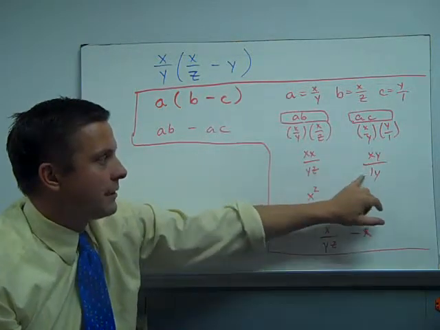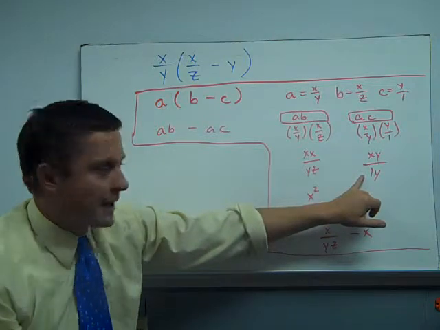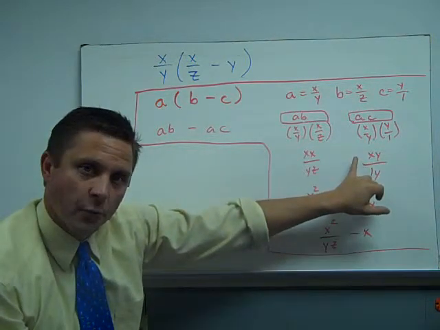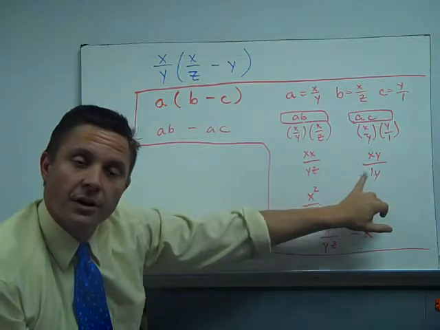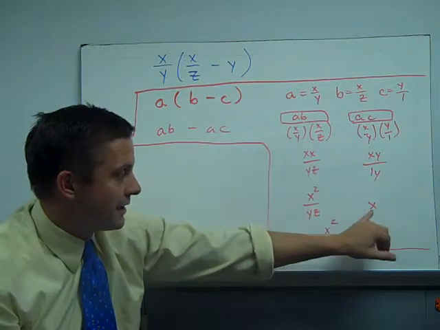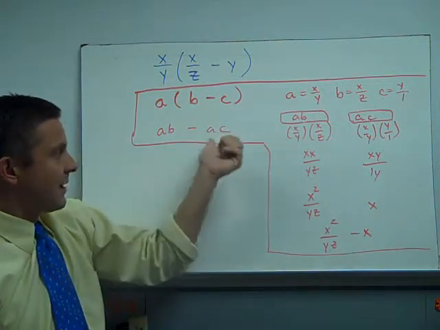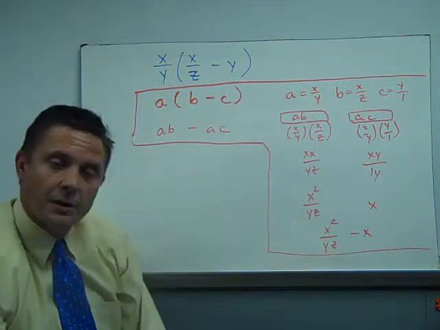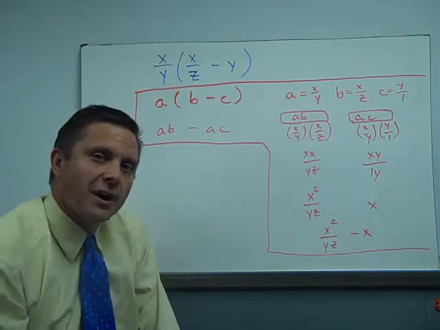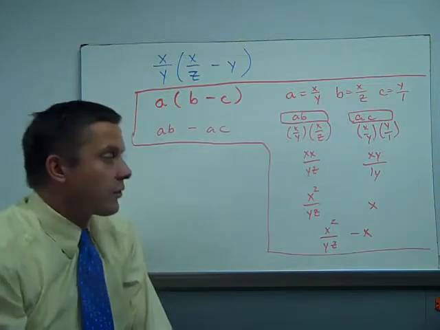So x times y is xy, y times 1 is 1y. Now this is one thing, because x times y are both factors, 1 times y are both factors. So when there are both factors, we can simplify by canceling the y's, and I get x. Then I have AB minus AC, so x squared over yz minus x. I wouldn't suggest you write all this out. I just want you to see that this is the way it works.